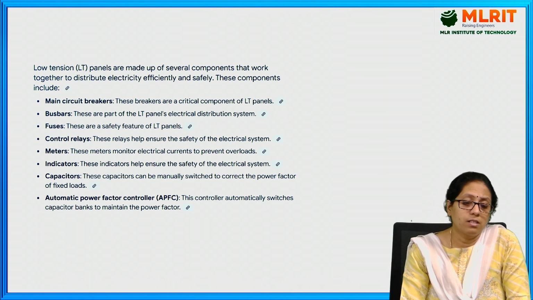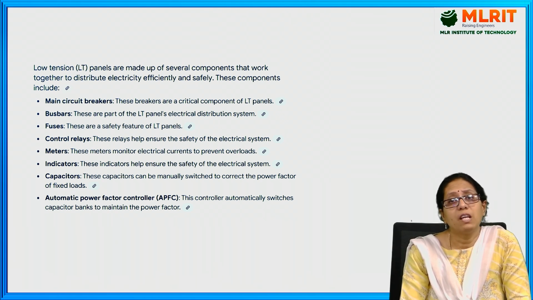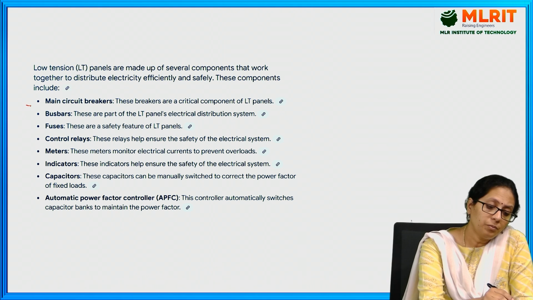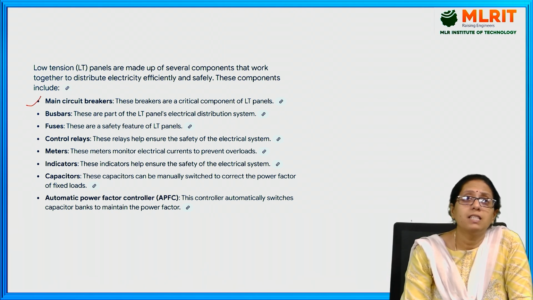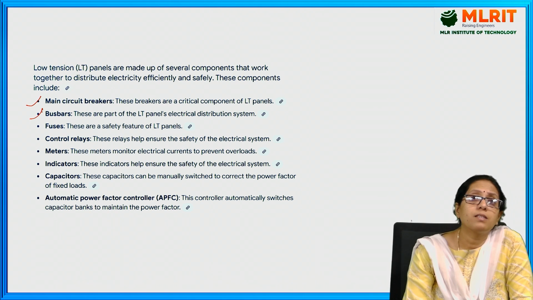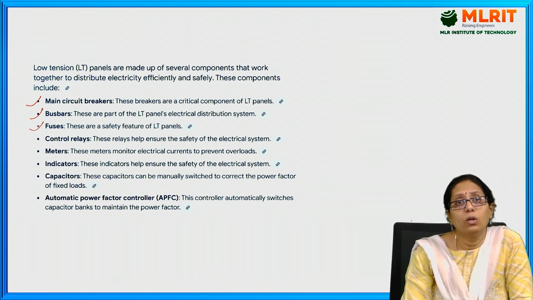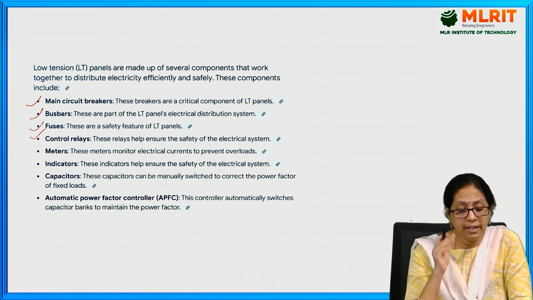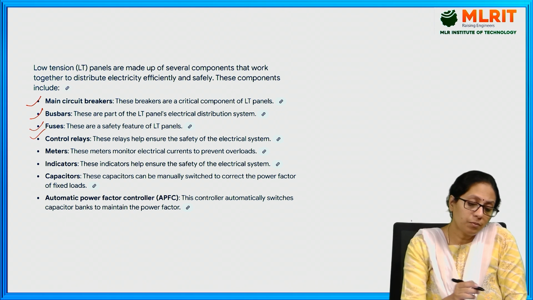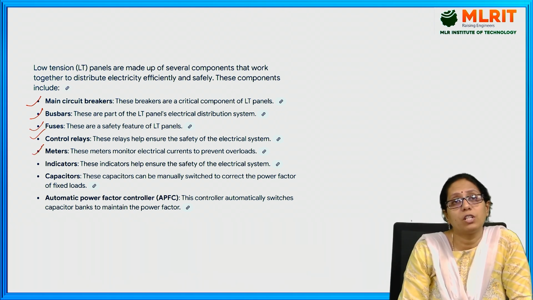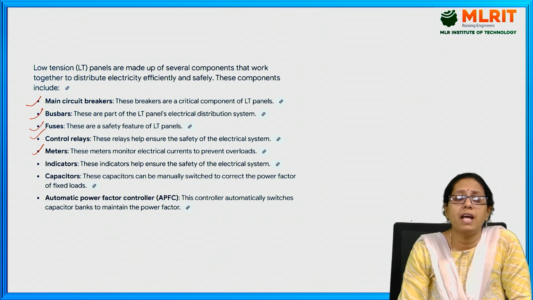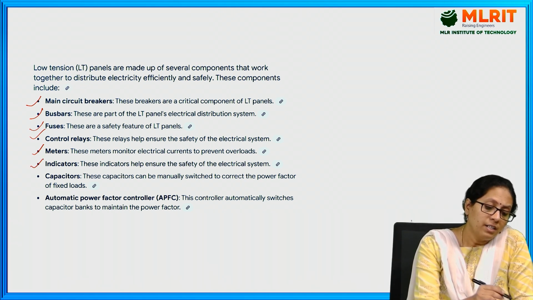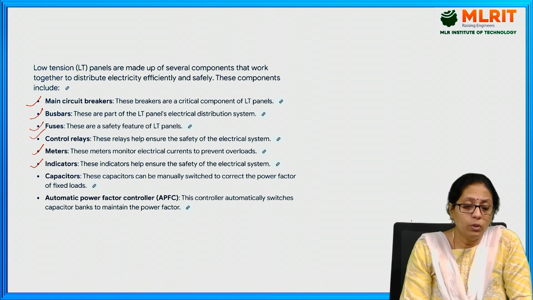Low tension panels are made up of several components. They include main circuit breaker, the bus bars, different types of fuses at different locations, the control relays based on the load which is being connected to these bus bars, different metering systems which can measure the current, voltage, power as well as the power factor, and different types of indicators to indicate whether the current is flowing or any fault is occurring at any location.